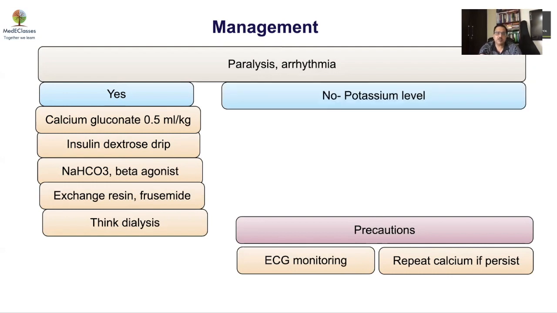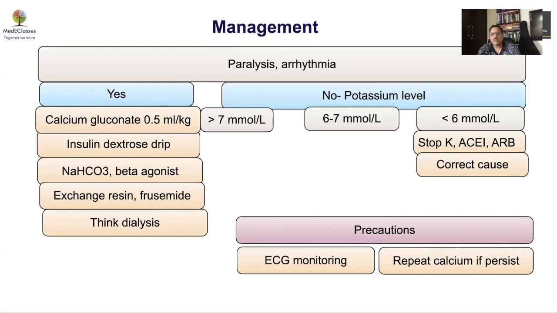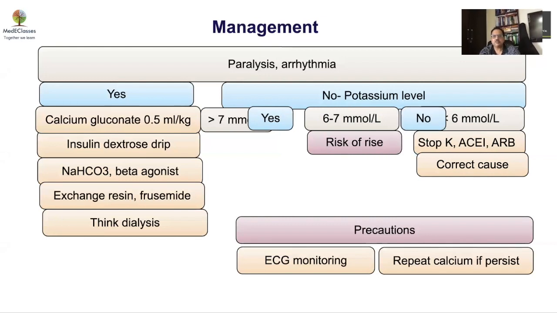If there is no paralysis, and potassium levels are more than 7, give calcium gluconate. If less than 6, stop the incriminating agents, correct the cause. If it's 6 to 7, there is a risk of rise, like in renal failure, so you treat it. Otherwise, you go ahead with conservative measures. So key management depends upon the paralysis, arrhythmia, potassium levels, and underlying condition. And acute management is calcium, insulin, dextrose, soda bicarb, and beta agonist.